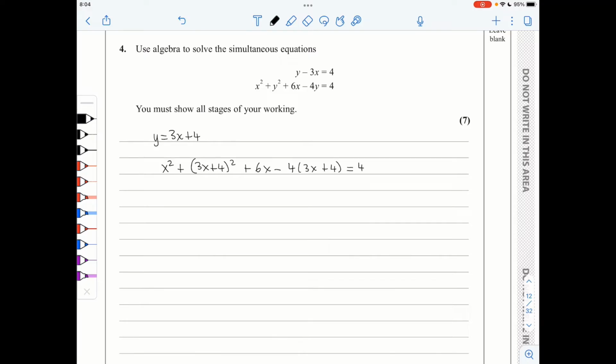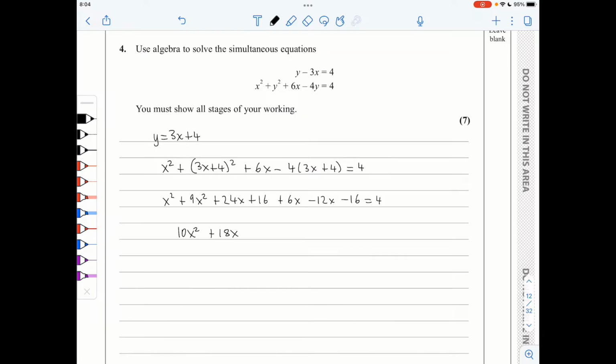is equal to 4. I will now expand: x squared plus 9x squared plus 24x plus 16 plus 6x minus 12x minus 16 is equal to 4. And it's now a matter of collecting like terms together. We've got a total of 10x squared. I've got 24x plus 6x is 30x minus 12x is 18x.